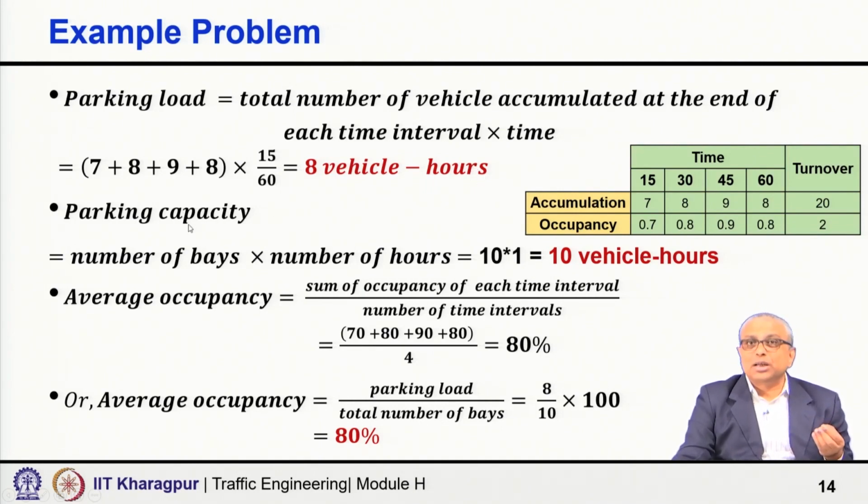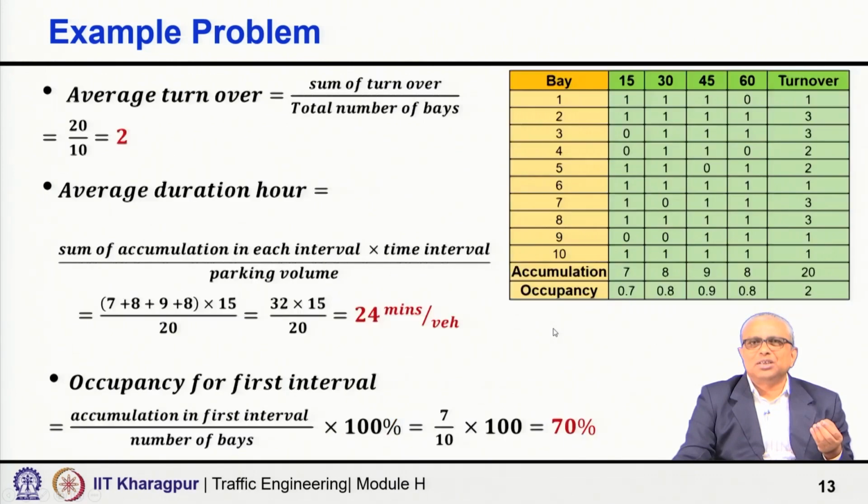So, what is the parking capacity? Number of bays into number of hours. I have 10 bays and I have 1 hour. So, 10 vehicle hours is my capacity. What is my average occupancy? Sum of the occupancy; this we can get in 2 ways. One way is to calculate the sum of occupancies of each time interval. So, 70, 80, 90 plus 80, divided by 4. So, average occupancy is 80%, right.